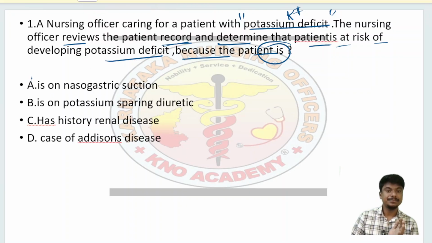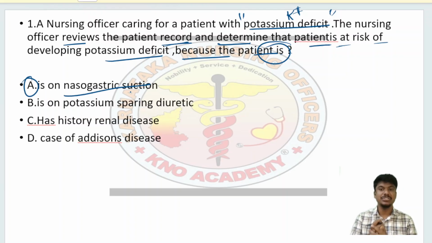Option A is the patient is on nasogastric suction; you are doing continuous nasogastric suctioning, which is why he is afraid of further potassium deficit. Option B is on a potassium sparing diuretic. Option C is a history of renal disease. Option D is a case of Addison's disease.